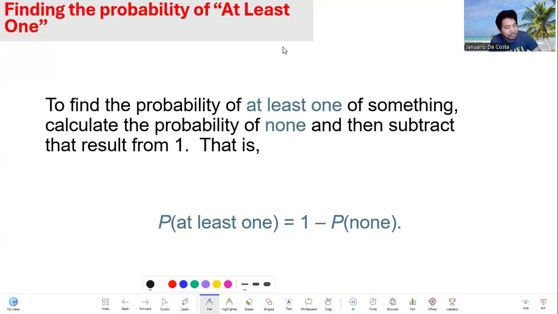Then you can get the probability of at least 1. So just remember this formula. Probability of at least 1 is simply equal to 1 minus probability of getting nothing, none.